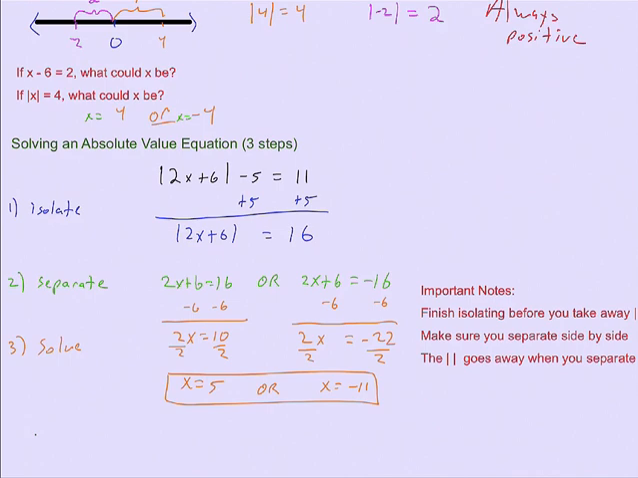You can leave it like that, x equals 5 or x equals negative 11. There's a fancy way to write this. When we have more than one possible answer, that group of numbers is called a set. And you can use set notation if you'd like.